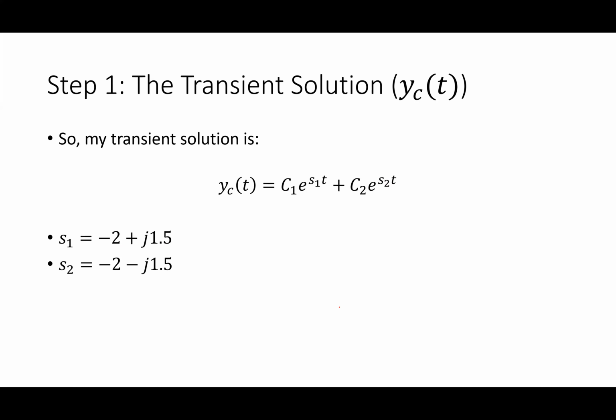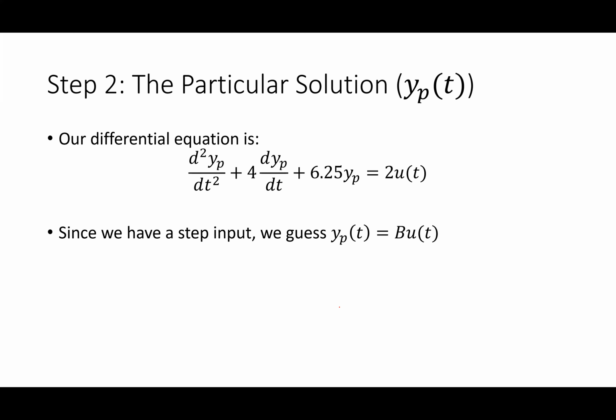All right, so that's that. Now I want to get my particular solution, so I bring back in the 2u of t. If I have a constant as the input, I guess a constant as the answer. Okay, they match up with each other. So what do I do with my guesses? Well, I plug my guesses in, right?